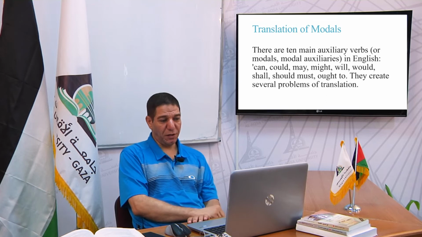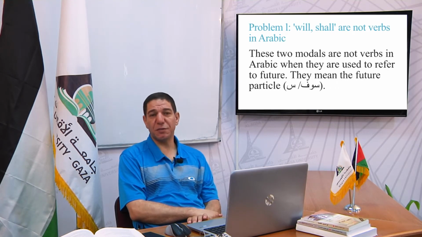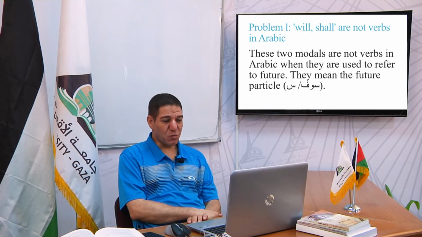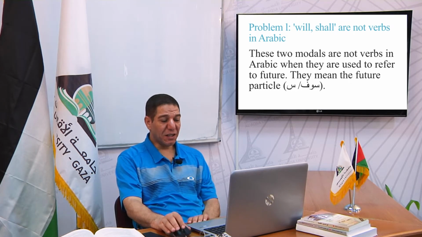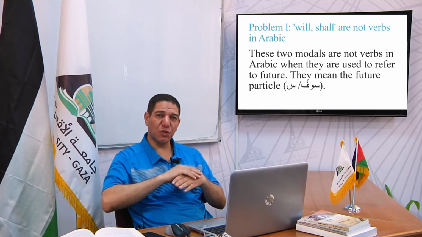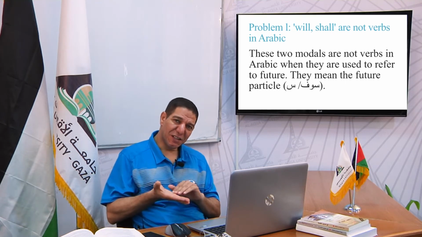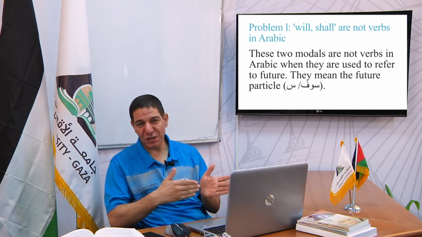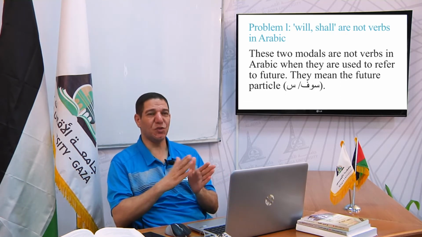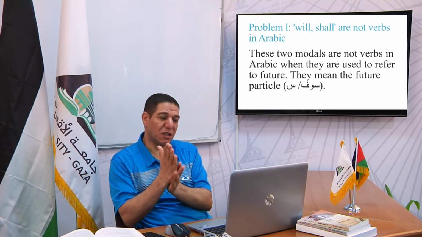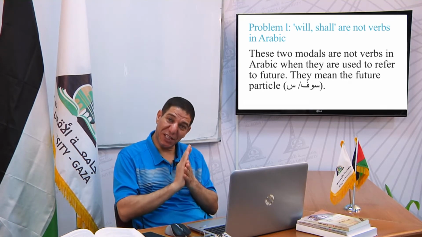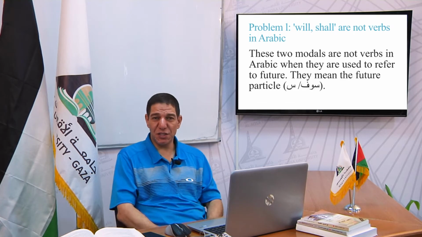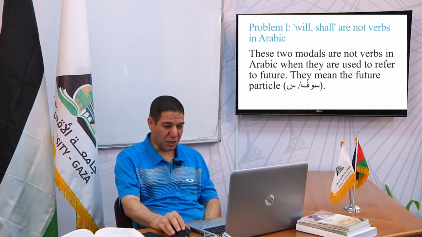Problem 1. Will and shall are not verbs in Arabic. These two modals are not verbs in Arabic when they are used to refer to the future. They mean the future particle سوف and س. سوف is usually used for the future. In the book, Dr. Ghazala says سوف is for the far future. The difference between سوف and س is that س is for the immediate future. This is the nuance between these two particles, these two elements.